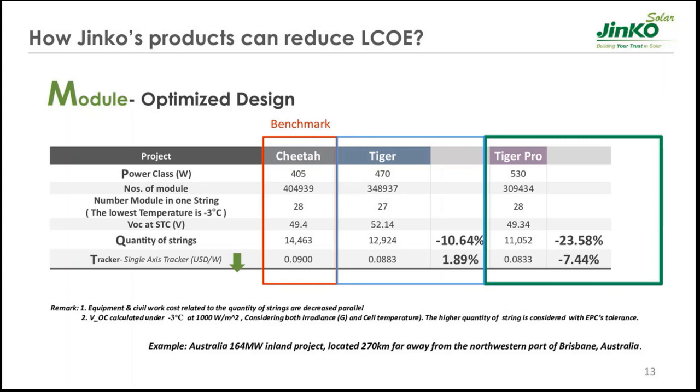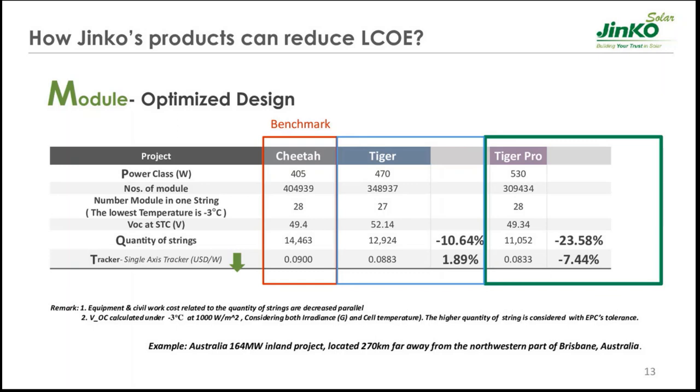How much is this difference? In this case, we have minus 23%, more or less, which has a huge impact in your design, in your cost from the BOS perspective. If we calculate it from the tracker's perspective, we are going to reduce the cost of this component by 7.5%.